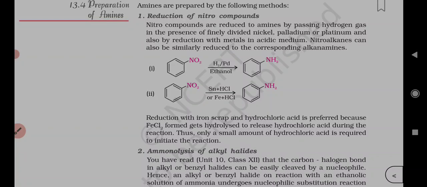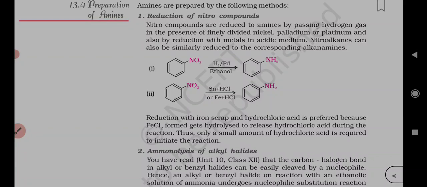Let's see the examples. You have to take nitrobenzene in the presence of hydrogen gas and finely divided palladium in the presence of ethanol, and you will get aniline or benzenamine. Aniline is a common name, but it is also accepted by IUPAC. Strictly speaking, the IUPAC name is benzenamine, in which the E of benzene is replaced by A, so it is called benzenamine.